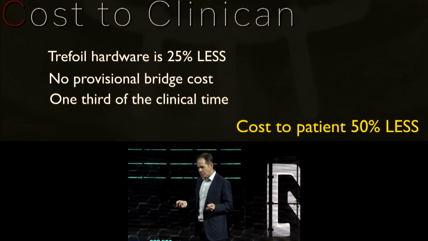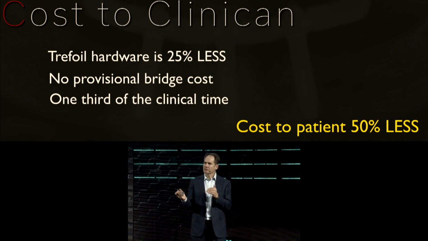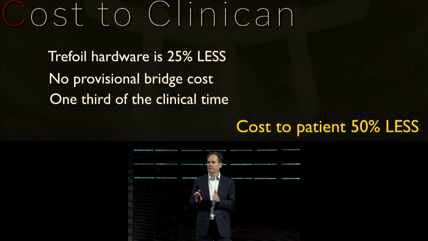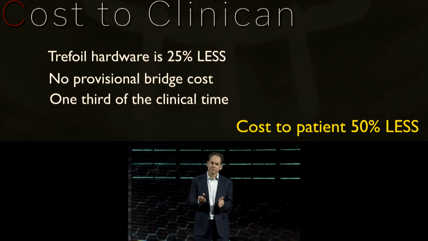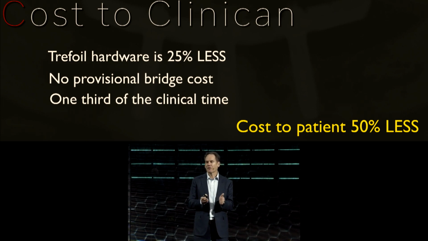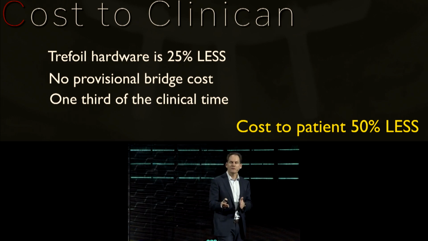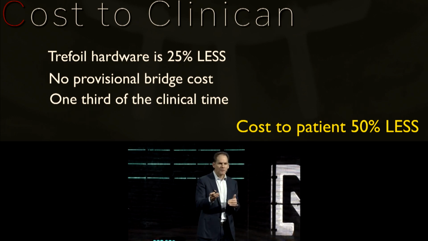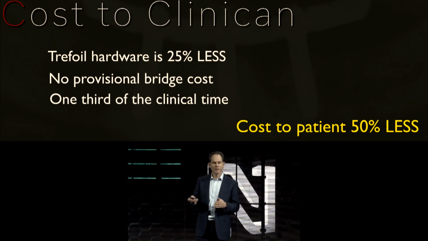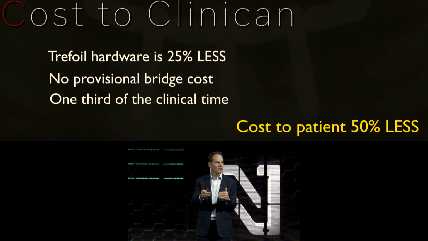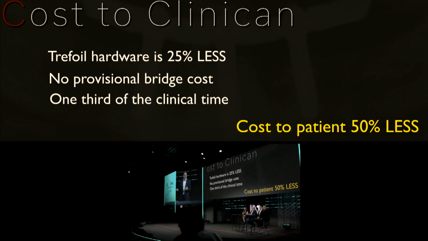The cost to the clinician, if we're looking at trefoil, the hardware cost, like from Nobel Biocare, is roughly 25% less than the cost of, say, All-on-4. There's no provisional bridge cost, and it takes roughly 1/3 of the clinical time to get that definitive bridge. So you're generally saving around 4 hours or so. When you add up all of that, in my country, it costs the patient roughly 50% less to get the same thing. That is a high-quality, well-fitting framework with an acrylic wraparound type of hybrid bridge.